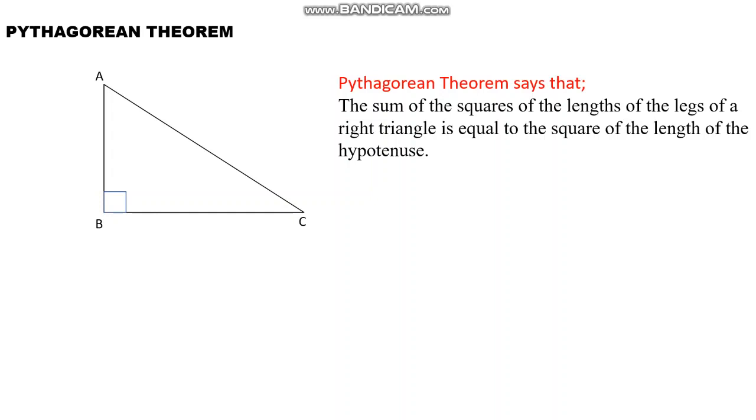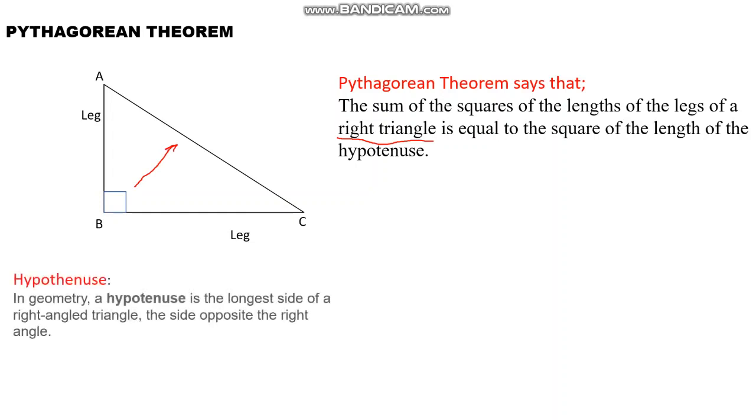In triangle ABC, we can say that these two sides are the legs of the triangle. Now we know that the Pythagorean theorem applies only to a right triangle, which means we have a right angle. We need to find the hypotenuse because the hypotenuse is opposite the right angle, and it doesn't touch the right angle itself.